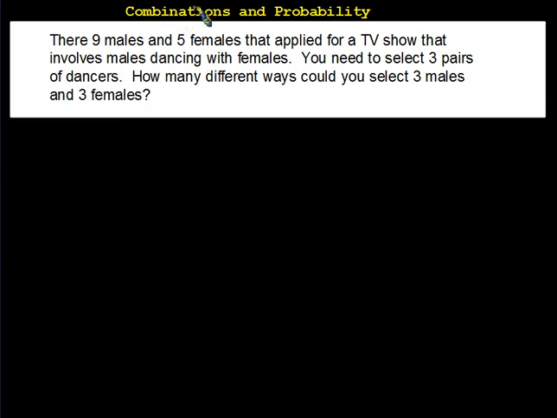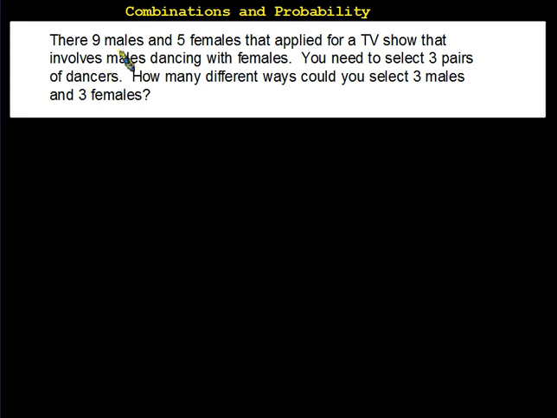Here's another problem about combinations and probability. Again, combinations is that thing that's a bit like permutations. This one is a little more interesting than the last example. In this one, we have 9 males and 5 females, and you need to select 3 pairs of dancers.